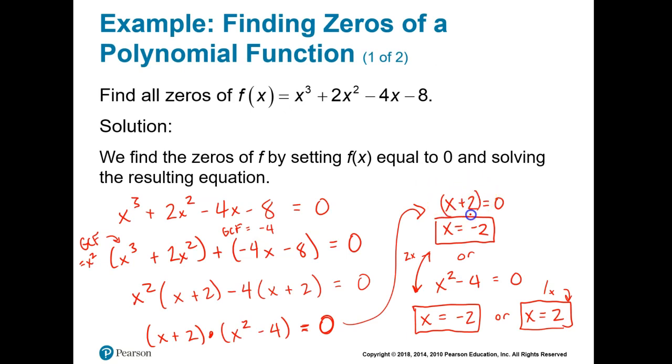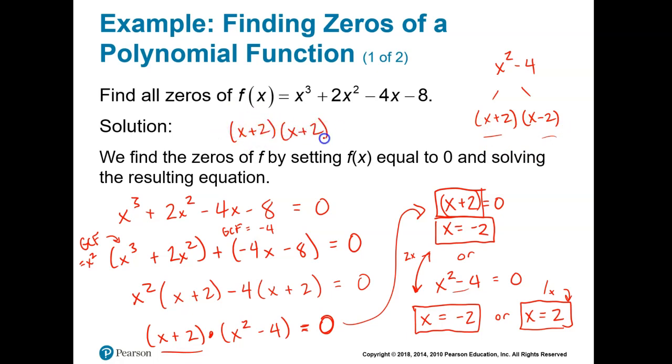Right? x plus 2, that's a factor. Technically, this x squared minus 4 could be written as x plus 2 times x minus 2. That's called a difference of squares. And so we end up with this x plus 2 from this own factor right here, and then this x plus 2, x minus 2 also has an x plus 2 in it. So if you think about it, we actually have x plus 2 occurring twice in this factored form.